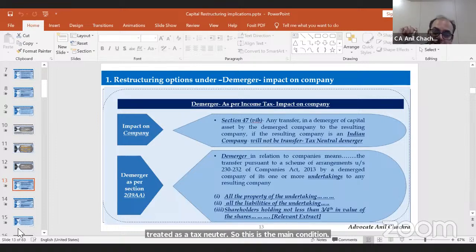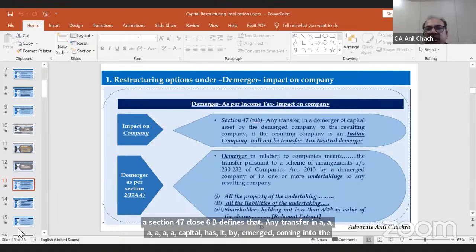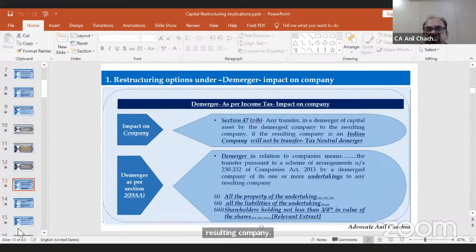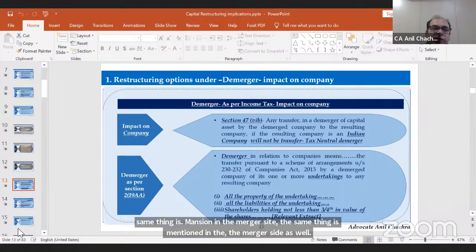By fulfilling this definition of the demerger, section 47, clause 6B provides that any transfer in a demerger of a capital asset by the demerged company to the resulting company, if the resulting company is an Indian company, will not be treated as a transfer. It will be a tax neutral demerger. The same thing we discussed on the merger side is mentioned on the demerger side as well. It will not impact the company; it will be tax exempt in the hands of the company.